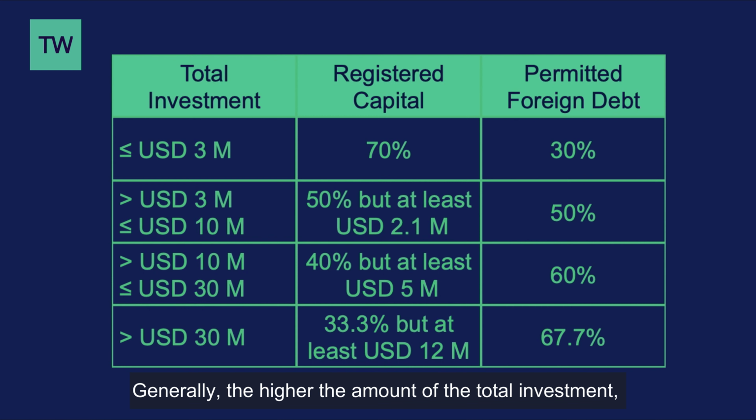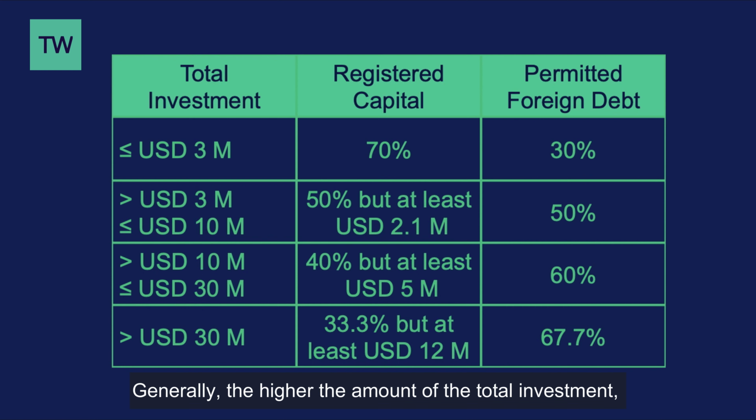For example, if the contemplated total investment of the FIE is determined as $3 million, the registered capital has to amount to at least 70% of it. That means at least $2.1 million, which has to be contributed in cash or non-monetary assets.